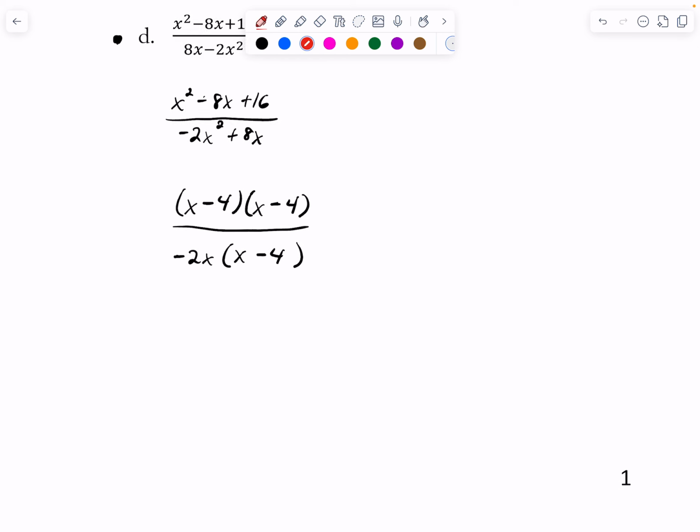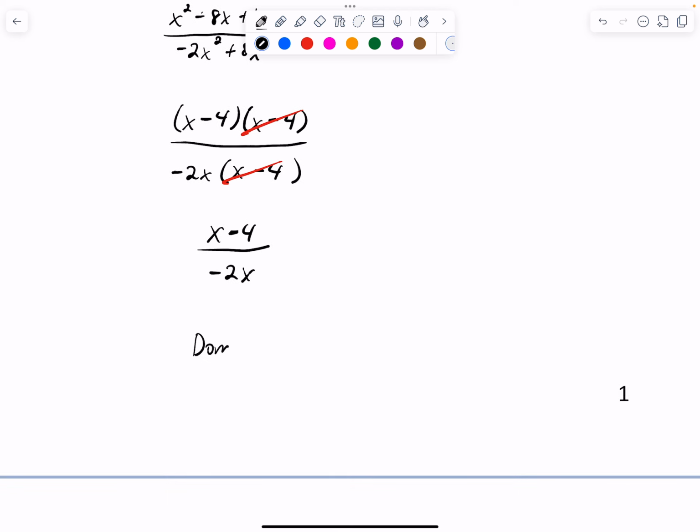That's why I chose it, because you have two instances of x minus 4 in the top and 1 in the bottom. That doesn't mean you get to cross out all of them. You just get to cross out 1 on top with 1 in the bottom. Okay, so just keep that in mind as you're simplifying. And then it's going to simplify to x minus 4 over negative 2x.